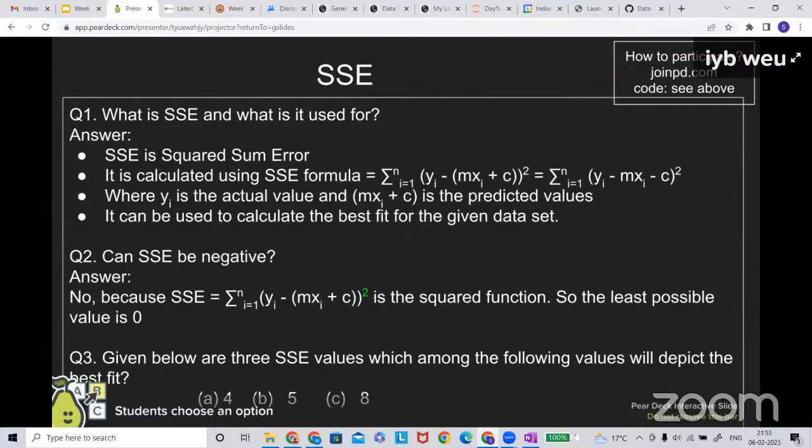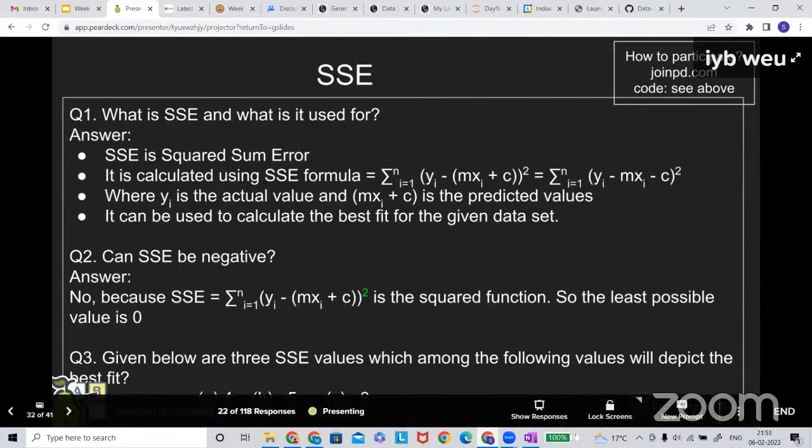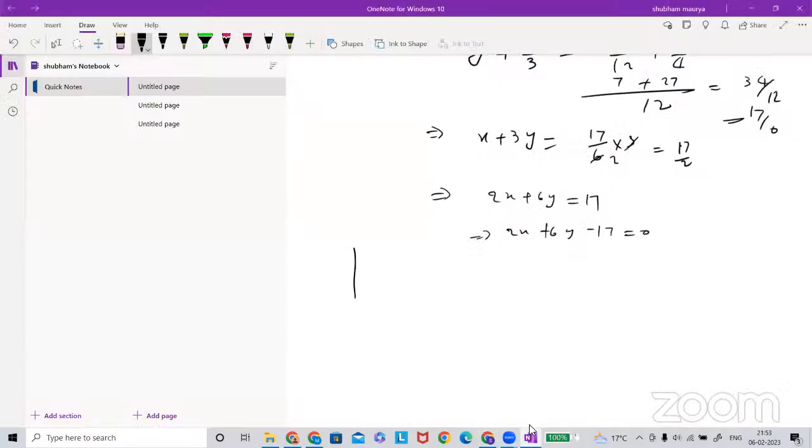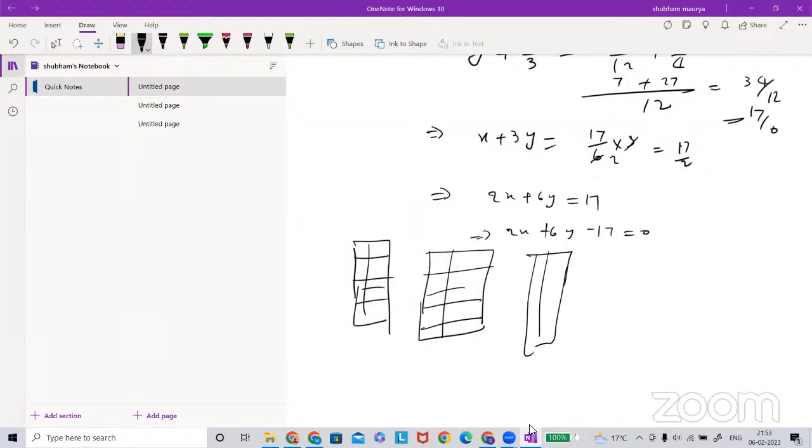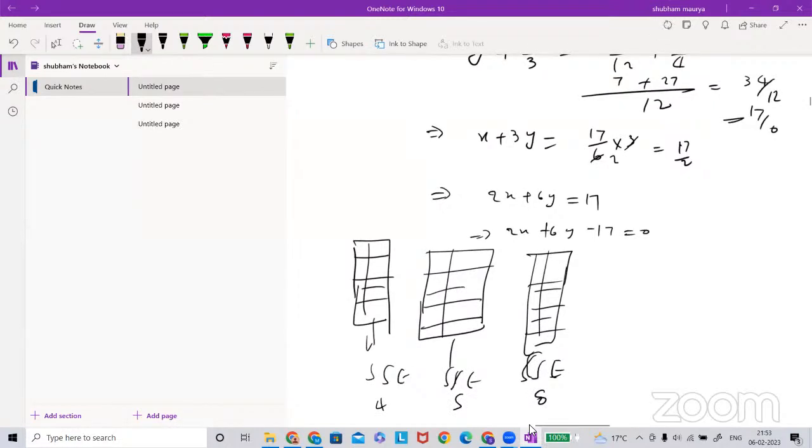See, suppose you have data, 3 data sets given. This is one set of x and y values, this is another set of x and y values, and this is another set of x and y values. You calculated SSC each time, and suppose this one gives 4, this one gives 5, and this one gives 8 when you calculate it. So which is going to be the best fit for a particular piece of information?